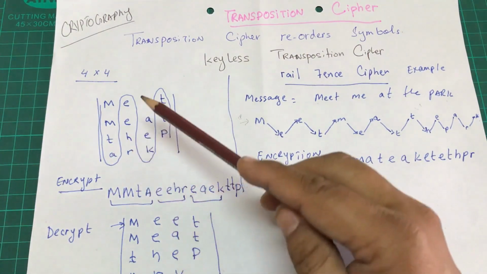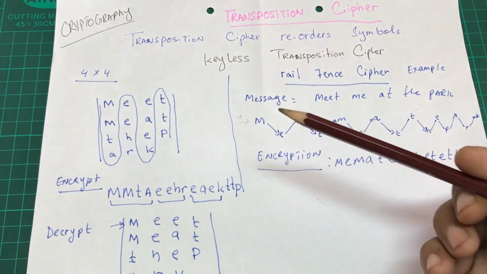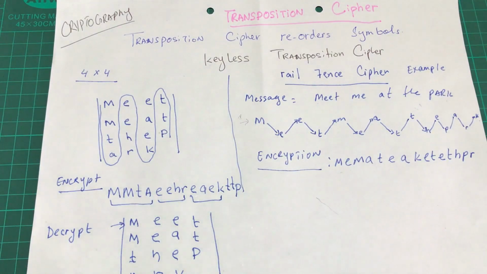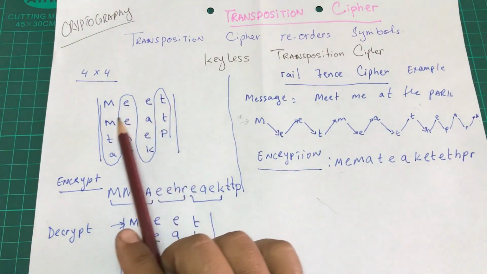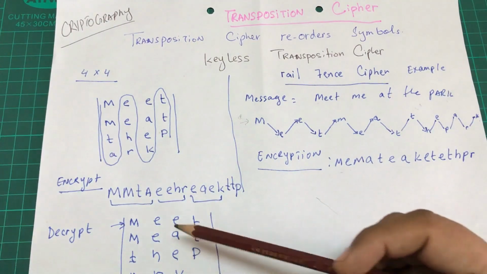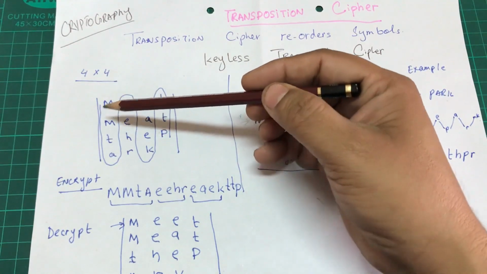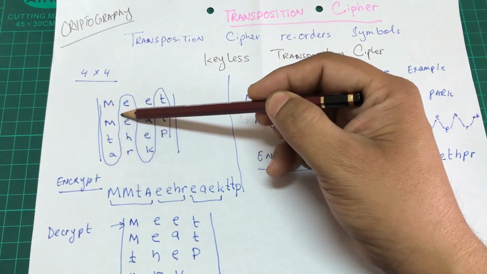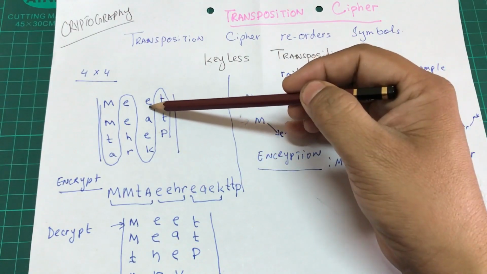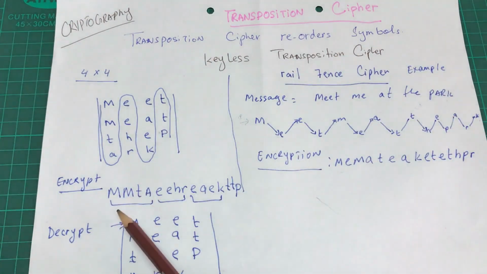If the message is small, I can choose a 4 by 4 matrix. If the message is big, we're going to choose a bigger size of matrix. In our case, we're going to write the message row wise, and when we encrypt, we're going to encrypt column wise. So we're going to read off the first column, then read these letters, then these letters, and so forth. All right, so this is how my encryption will become.